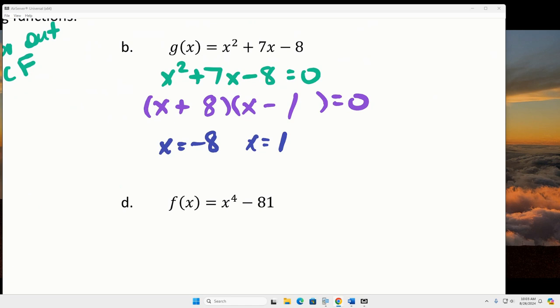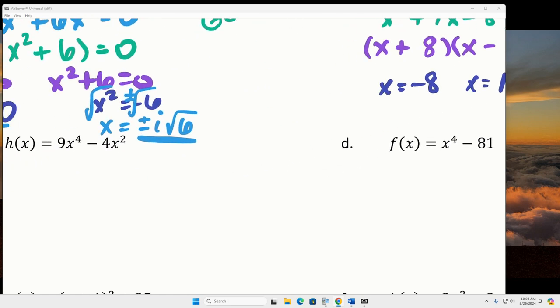What if there was a number in front? Like if this had been 2x minus 1, what would you do with that 2? You would divide by it. So if there's a number in front of your x, you're going to divide by it. We'll do some of those, don't worry. All right, let's look at the next one.